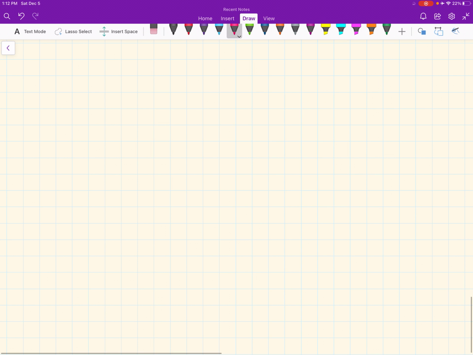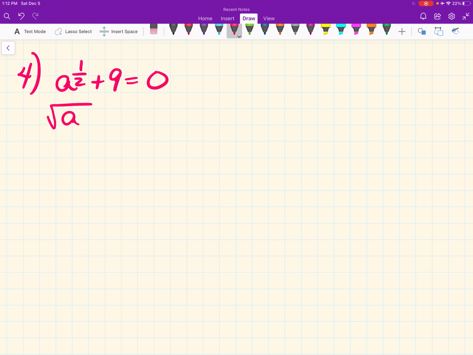Let's look at number 4. Number 4 is a to the 1/2 plus 9 equals 0. Usually when I'm going to do something like this, I just immediately change this to the square root of a plus 9. And then I just proceed. I minus 9 from both sides.